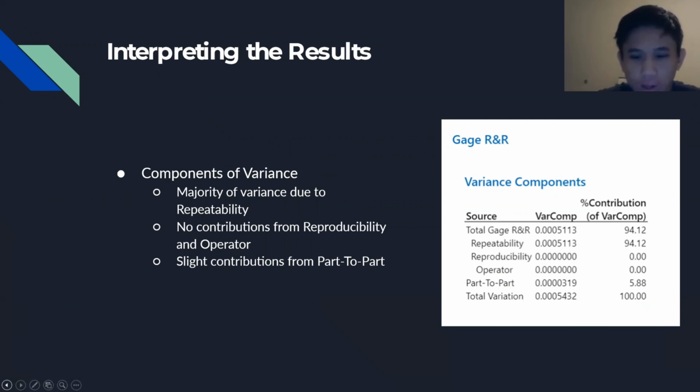So the first output from Minitab was the components of variance. So we see that 94.12% of the gauge R&R comes from the repeatability. And what this means is that a majority of the variation was caused from the individual operators repeatedly making the same measurements multiple times. 0% of the variation comes from reproducibility, which means that there was no problem with the operators using a specific measuring device.